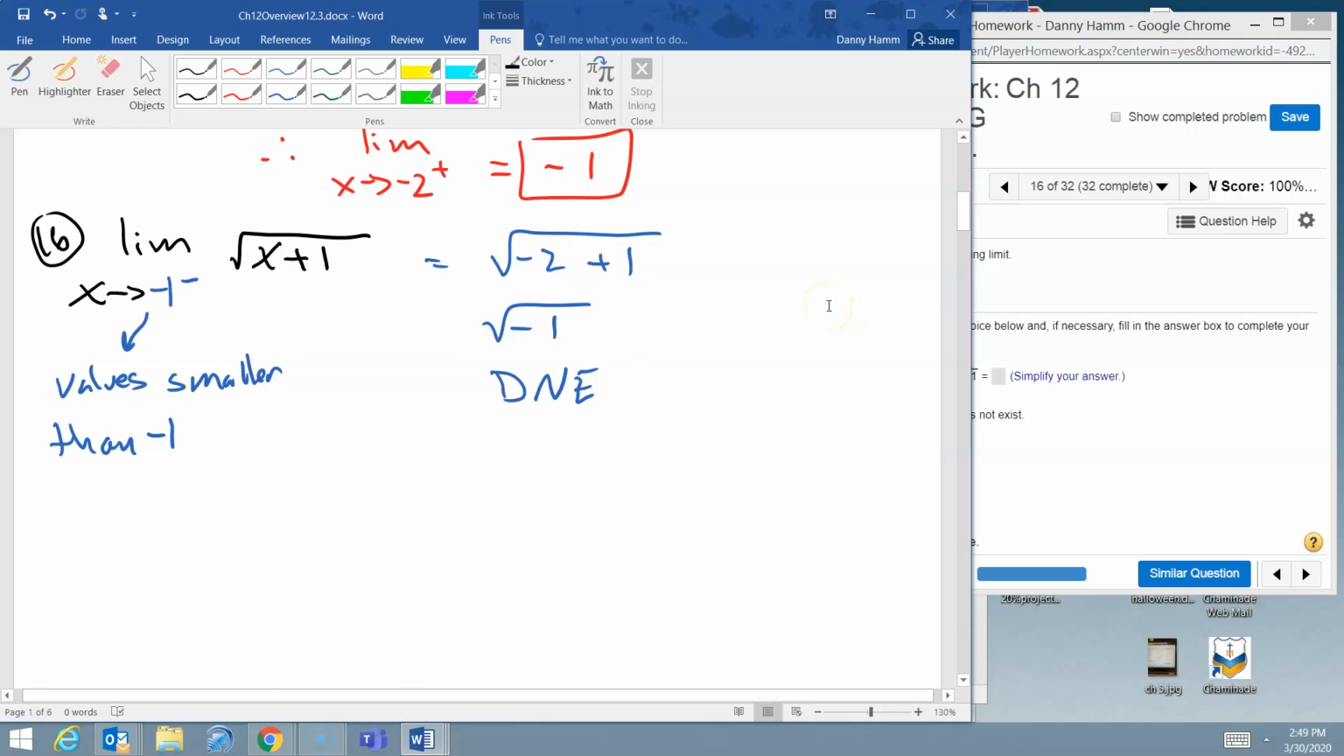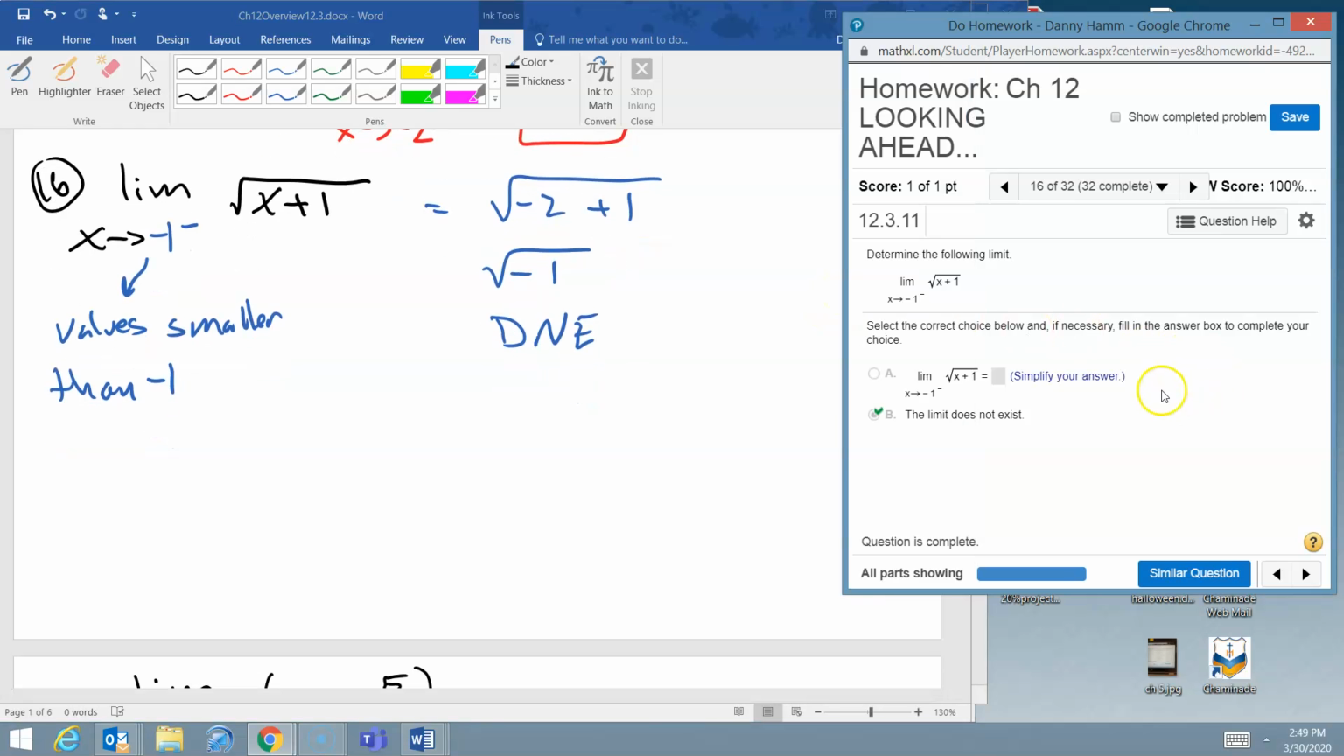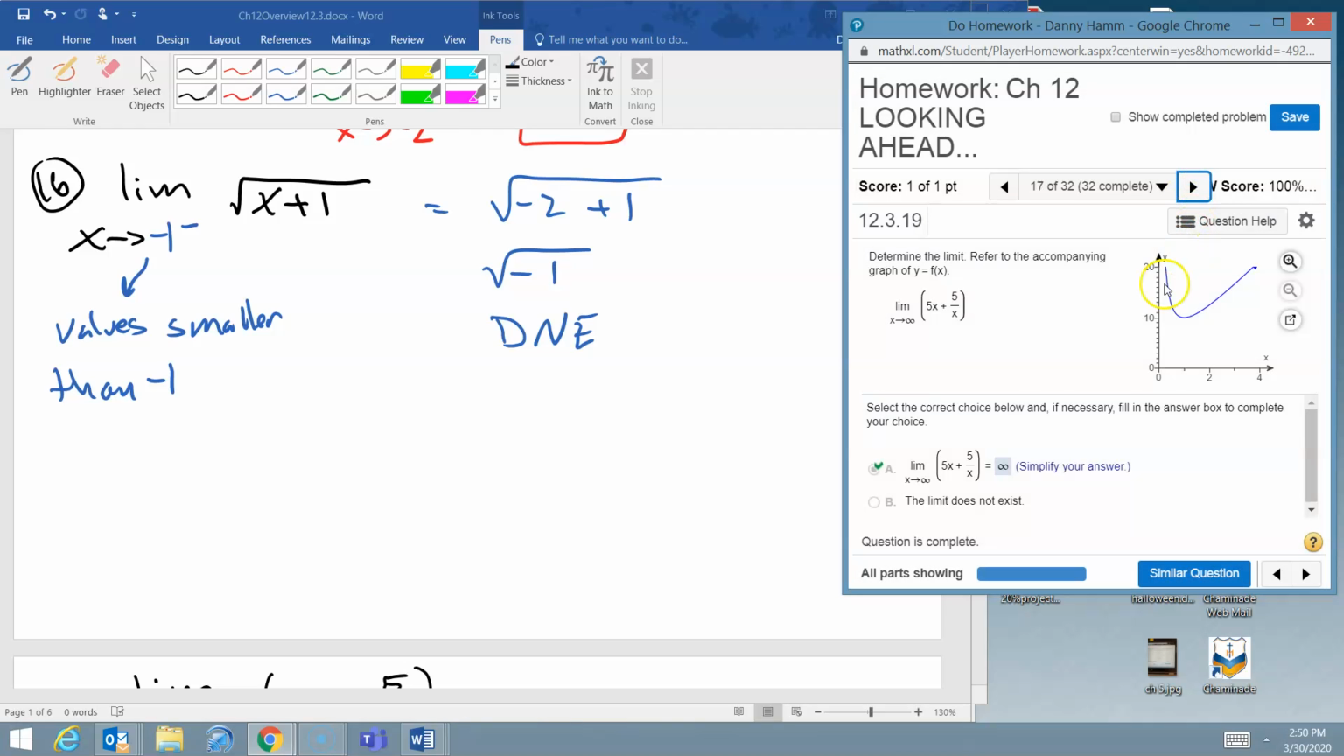Here we're doing the same thing. A lot of these you can plug into your calculator and look at the graph and see what is happening to the left of -1, or I just pick a value. I picked a value that's smaller than -1. I picked -2. When I plug it in, I get the square root of a negative number, which means that the limit does not exist. If I had plugged in a number and got something else, then we'd have to do more investigating to see if it's approaching the same value from both sides.